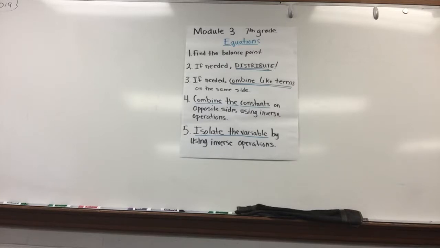If you're having trouble seeing it, it says Module 3, 7th grade, equations. Number 1 is find the balance point. Well, we did that. Step 2 is if needed, distribute. Doesn't necessarily mean we're going to have to. Step 3 says if needed, combine like terms on the same side. Step 4 is combine the constants. Well, we know constants, they're the numbers that don't have variables, on opposite sides using inverse operations. And step 5 is isolate the variable by using inverse operations.